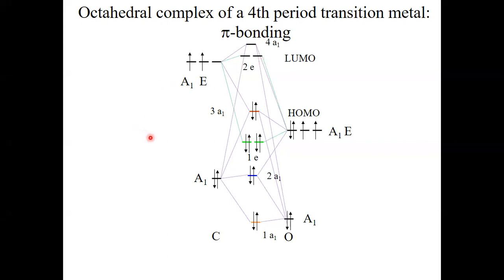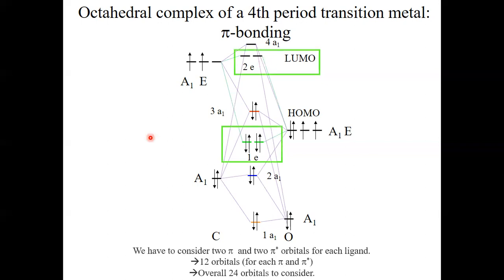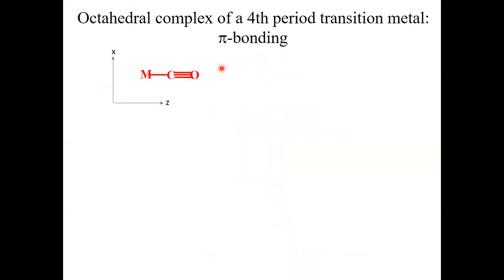So how would the exact orbital overlap actually take place? That's on the next slide. Before that, we can just see here how many orbitals we overall have to consider. So per ligand, we would have two bonding pi orbitals to consider and two antibonding ones. So that's 4. Now we have 6 ligands, so that would be 6 times 4, which would overall give 24 molecular orbitals to consider. Okay, 12 would be bonding ones and 12 would be antibonding ones. All right, but now to the question, how do these orbitals overlap?